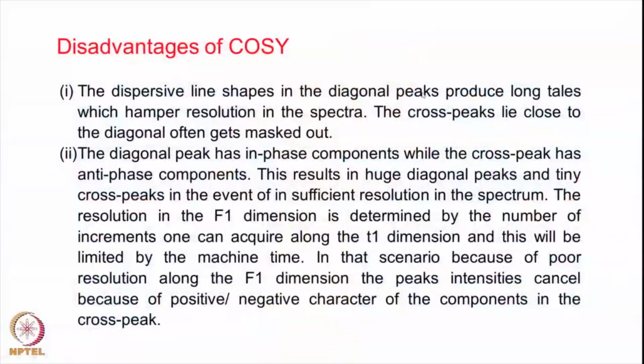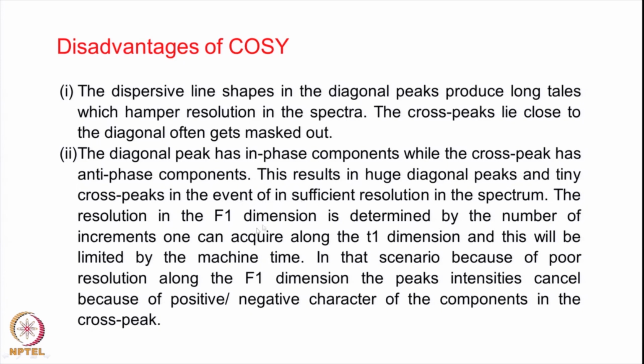One can improve upon this, and a large number of 2-dimensional experiments have arisen as a result of improvements in the COSY experiment to remove the shortcomings. What are the shortcomings? The dispersive line shapes in the diagonal peaks produce long tails which hamper resolution in the spectra. This is a shortcoming, because if there are cross peaks which are close to the diagonal, you often miss them because they get masked. And then the diagonal peak has in-phase components while the cross peak has anti-phase components. This results in huge diagonal peaks and tiny cross peaks in the event of insufficient resolution in the spectrum.